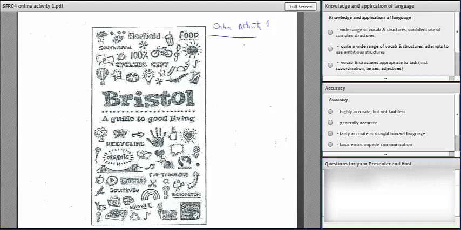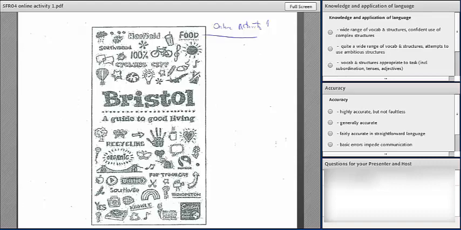Okay, as for accuracy, I would just point out something about the accuracy box. It's perhaps not clear from what's in front of you, because you've only got a kind of summary of what the category says. But the one that says fairly accurate and straightforward language, and then the one above says generally accurate.